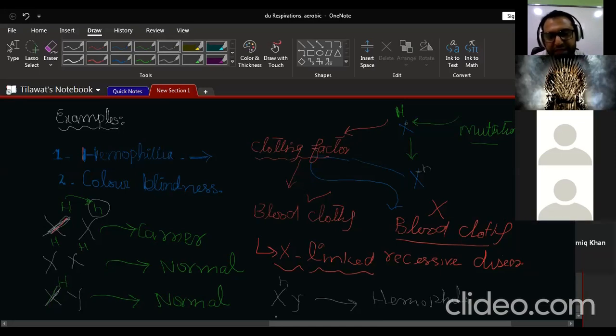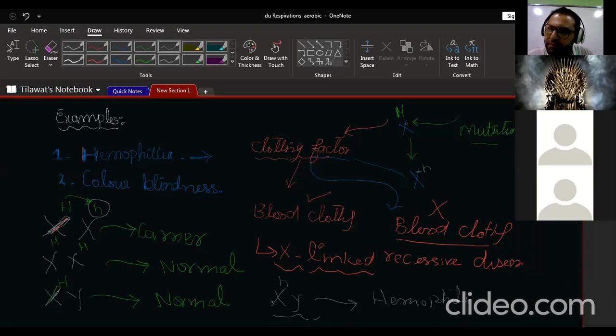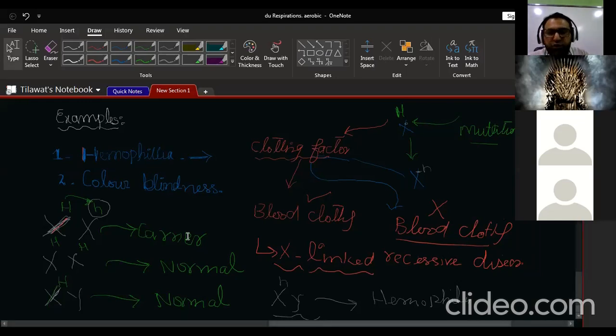So in this case, no carrier for male. If the male has a defective gene, the male is having hemophilia, a diseased person. If no defective gene, that male is normal. Is it clear up to here? Now we can do the cross for these the same way that we did for blood grouping. Okay, we will do that.